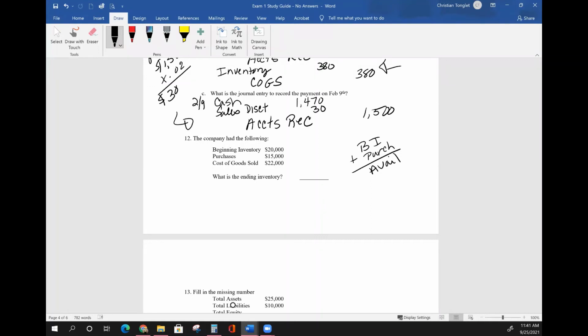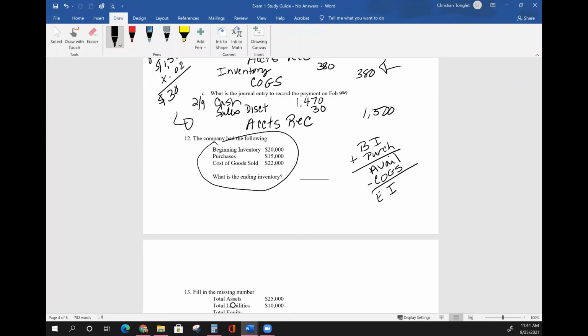Now I need to know what's my ending inventory. Well, during the course of the period, I've sold some product. So I have to subtract my cost of goods sold. What did I sell? And that leaves me with my ending inventory. So that's the formula that you have to remember, because you may not have it listed out like this. It may be that you don't have purchases and you got to back into it.